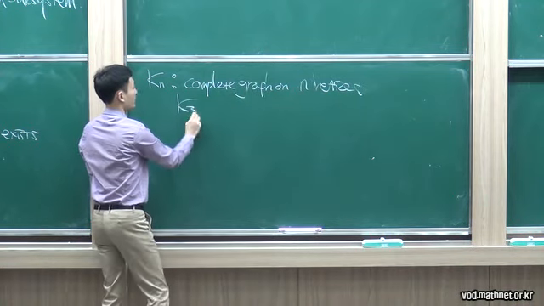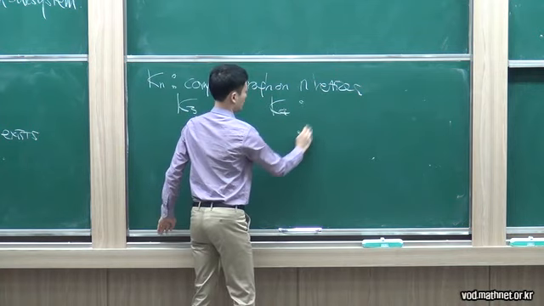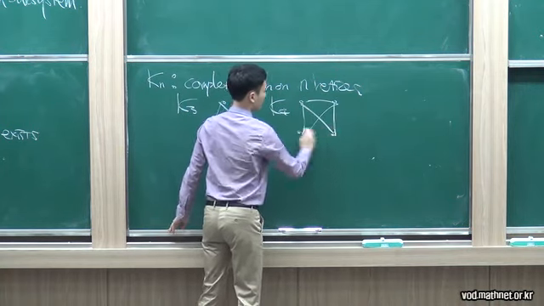Meaning K3, I have 3 vertices all connected to each other. K4, 4 vertices all connected to each other, and so on.